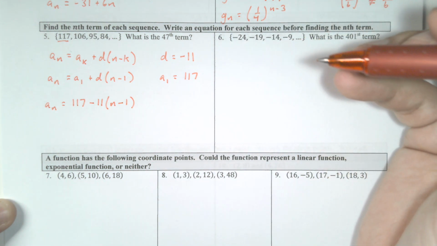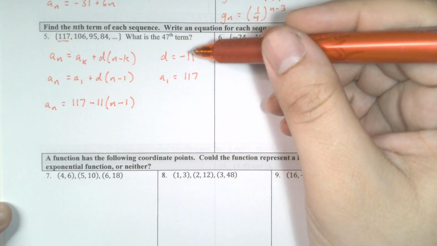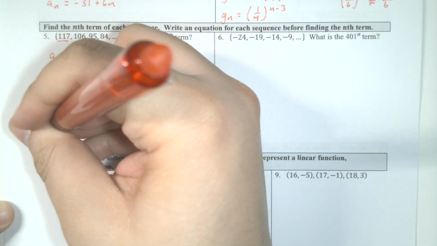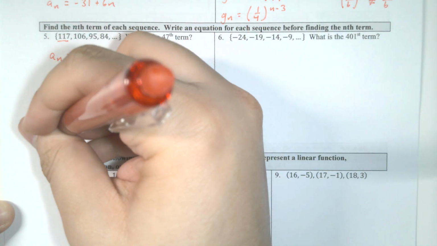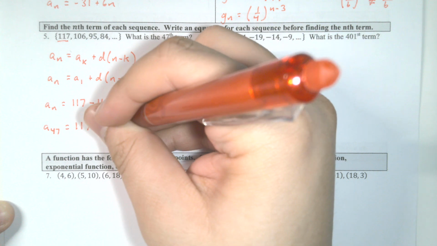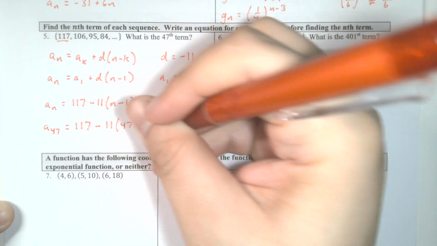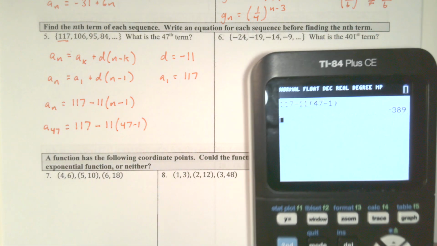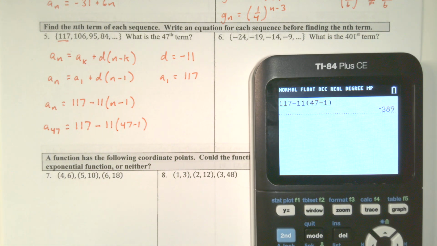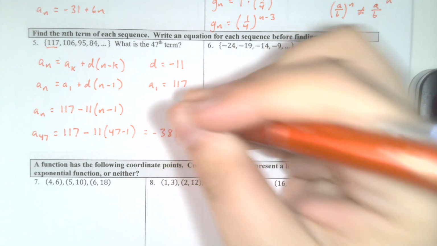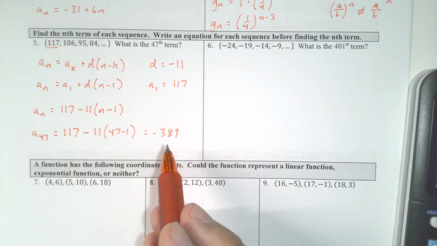So now that we have a formula, we want to figure out what is the 47th term. And so this is a pretty good time to whip out the calculator, because if we're going to figure that out, the 47th term is going to be a sub 47 is equal to 117 minus 11 times 47 minus 1. And if we simplify that, plugging this into your calculator gives you negative 387. And so this is our 47th term, negative 387.